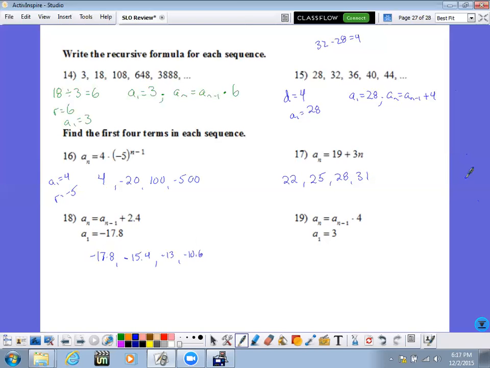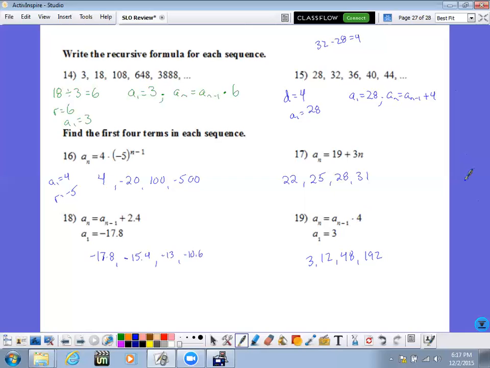If I go to the next one, it tells me my first term, says multiply by 4 every time. So we got 3, 12, 48. 4 times 48 is going to be what, 160, 192. So there's your first 4 terms.